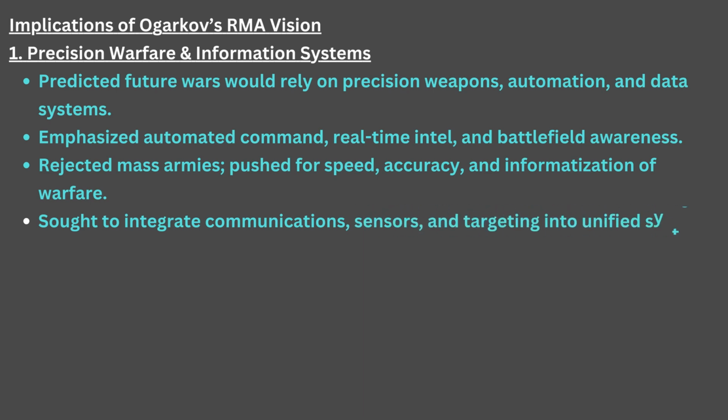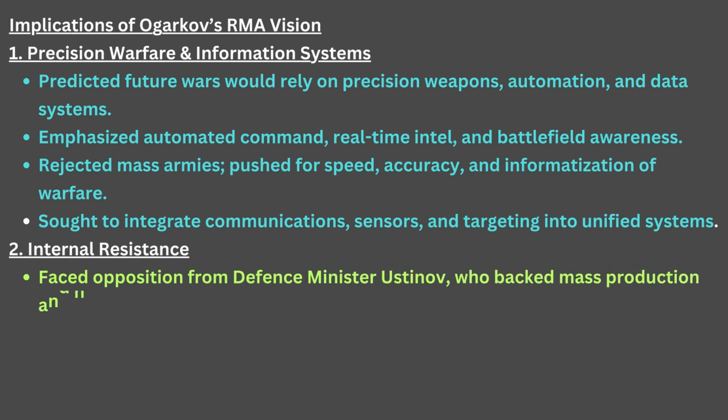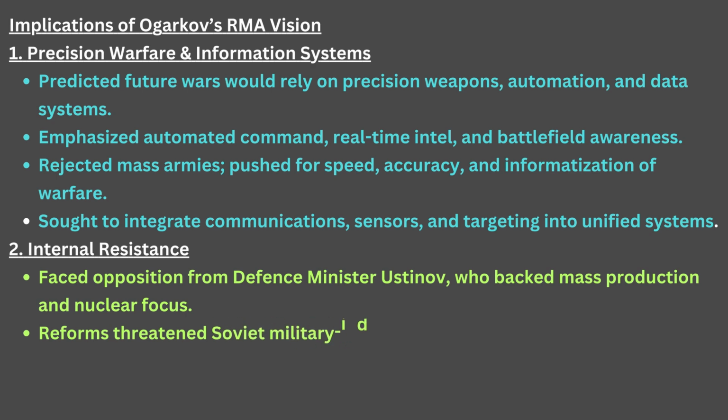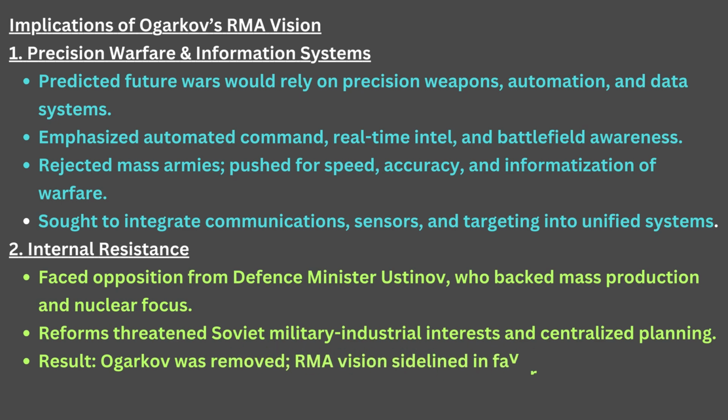Marshal Nikolai Ogarkov predicted that future wars would rely on precision weapons, automation, data systems for real-time intel and battlefield awareness. He rejected the old idea of mass armies. Instead, he pushed for speed, accuracy, informatization of warfare, using technology to control and dominate the battlefield. Key elements of his vision: automated command systems, integrated communications, sensors, and targeting systems, all connected into unified networks. So, dosto, Ogarkov saw the future, where information and precision would decide wars, not just numbers.